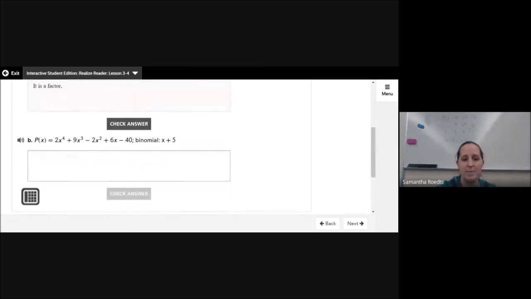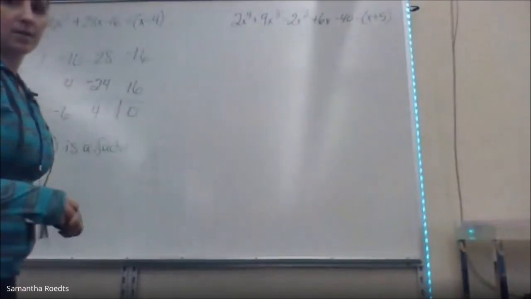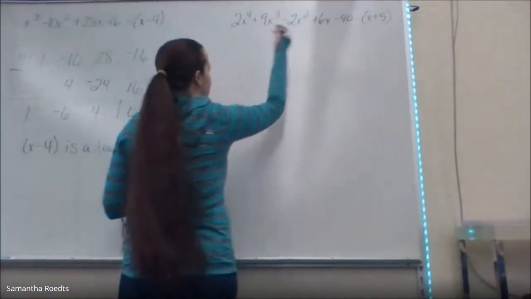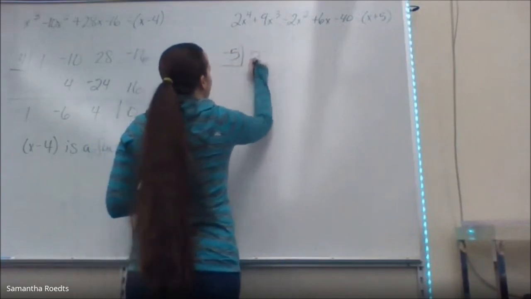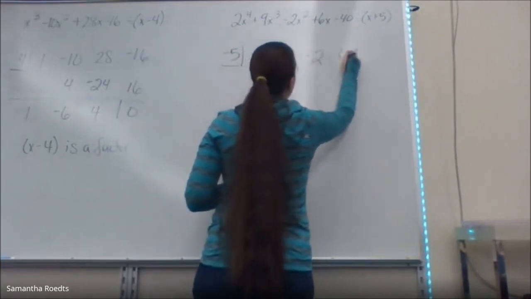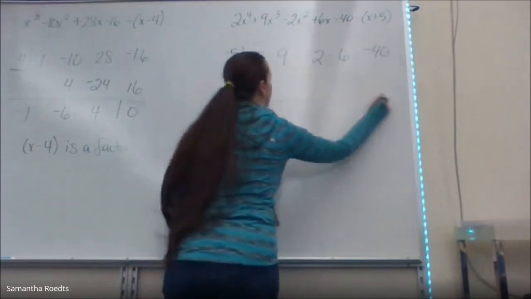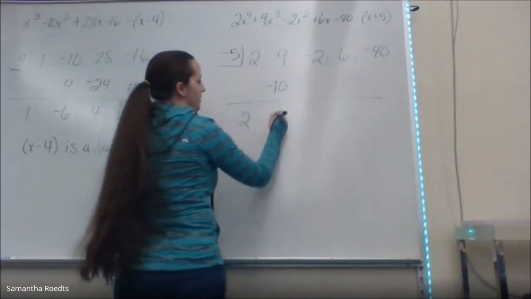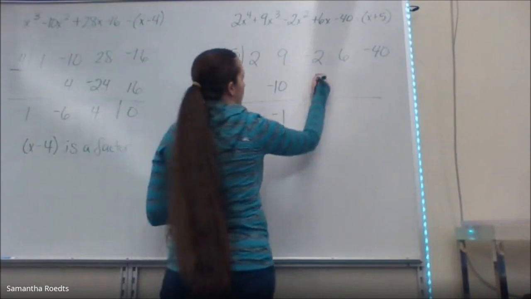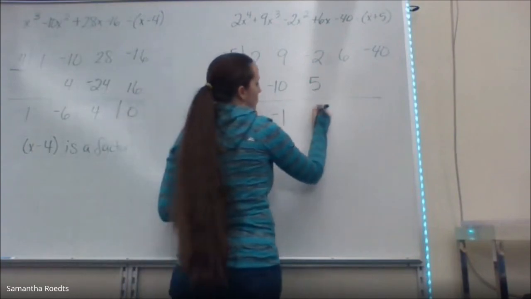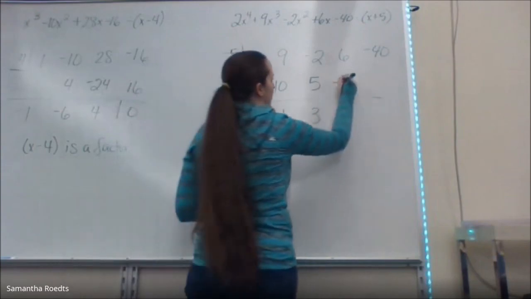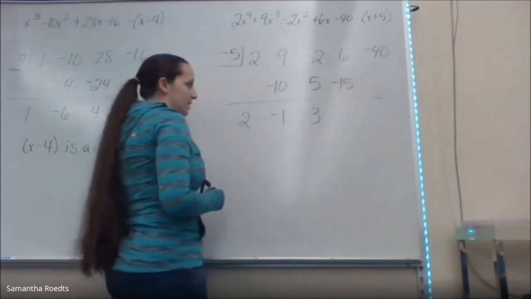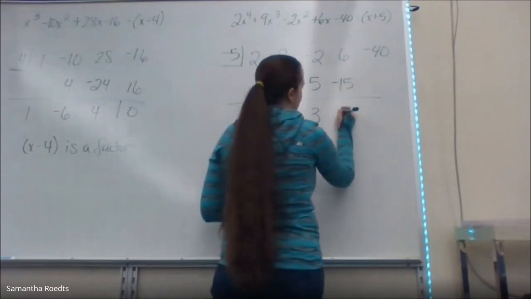All right, then I have b, p of x equals 2x to the fourth plus 9x cubed minus 2x squared plus 6x minus 40 with a binomial of x plus 5. So when I do this, x plus 5 has to be negative 5 up front. I have 2, 9, negative 2, 6, negative 40. 2 comes down. 2 times negative 5 is negative 10. 9 plus negative 10 is negative 1. Negative 5 times negative 1 is 5. Negative 2 plus 5 is 3. Negative 5 times 3 is negative 15. 6 plus negative 15 is negative 9.